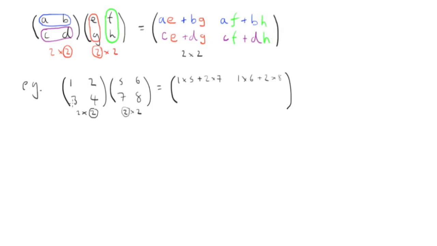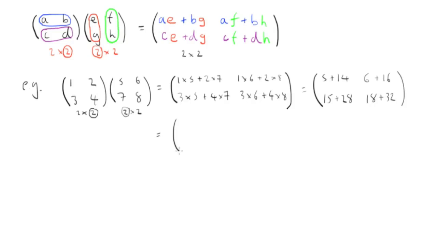Now moving down to the second row of the left matrix, I have 3 times 5 plus 4 times 7. And finally, second row, second column, I have 3 times 6 plus 4 times 8. If I just evaluate those products, I'll have 5 plus 14, 6 plus 16, 15 plus 28, and 18 plus 32.